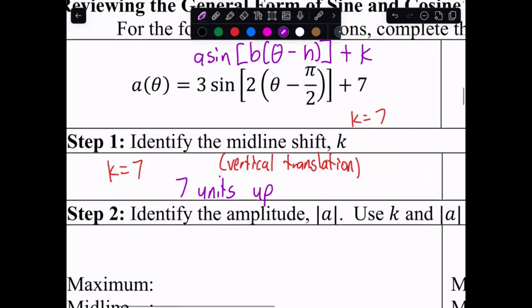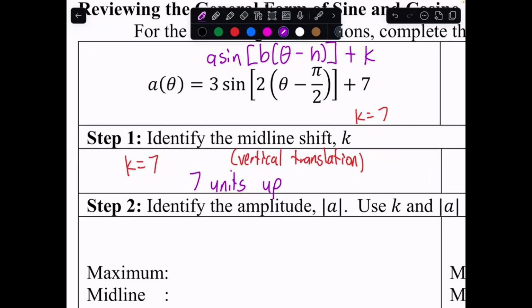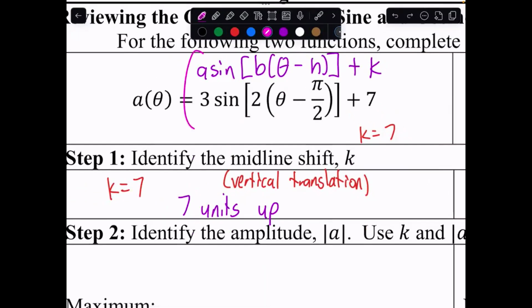Okay, so we could graph that right away, or we can do the next part first. So let's do step 2. Identify the amplitude, which is calculated by taking the absolute value of A. A is the coefficient of the trig function. So in this case, A is 3. The absolute value of 3 is still 3.